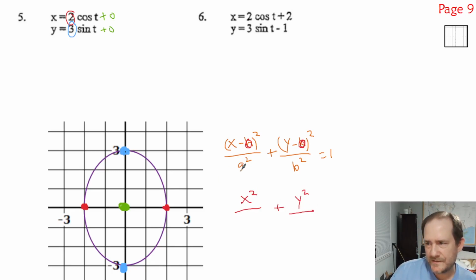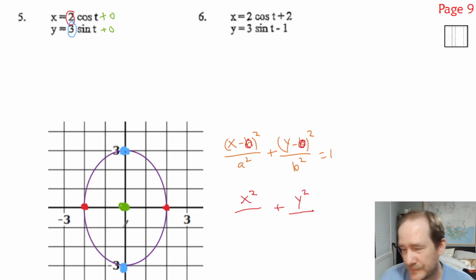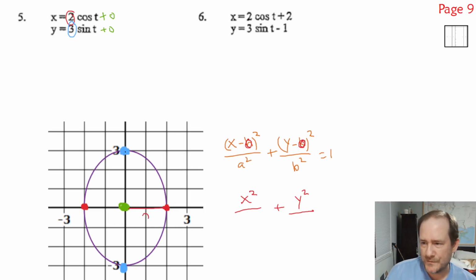Then a is the distance from the center to a point at the end of the horizontal axis. It's this distance here, which is 2. So the 2 squared is 4. And then the b value is the distance from the center up to the end of the vertical axis. So it's this distance here, which is 3. So chuck a 9 down there, and it equals 1. There, I did it.